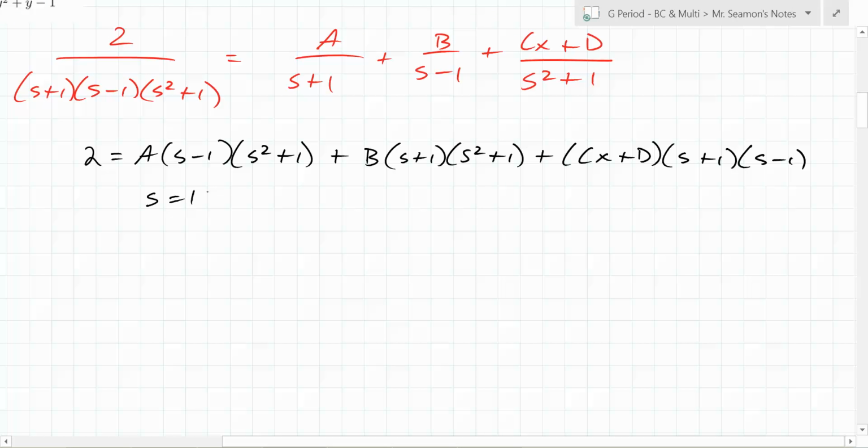If you pick s equals 1, you end up with 2. What happens to that first term? Gone, right? And then you end up with b times 2 times 2. And then the last one is 0. So what does that tell you? B is equal to 1/2.